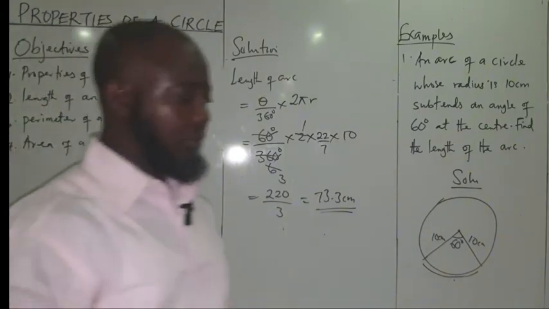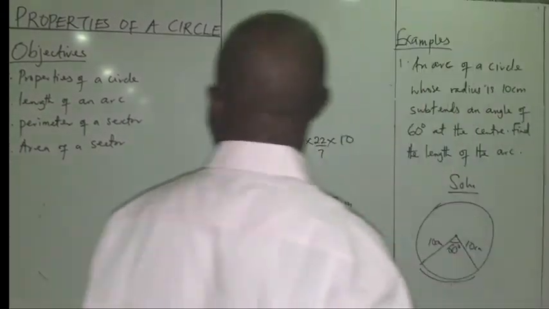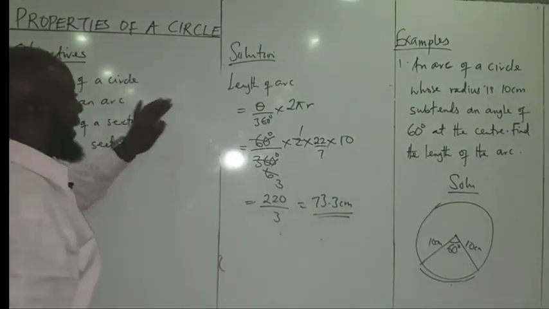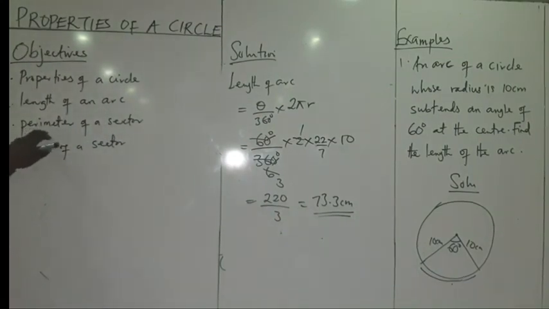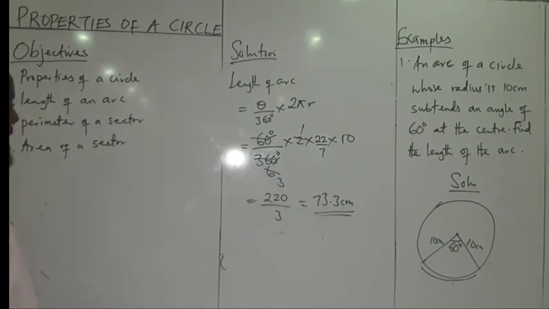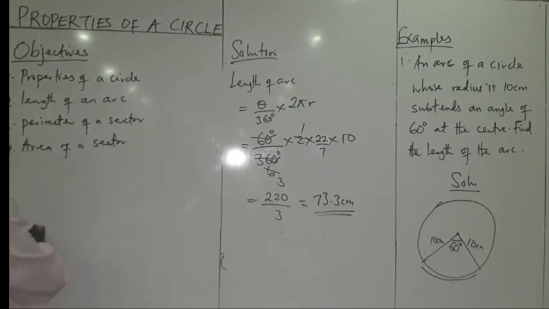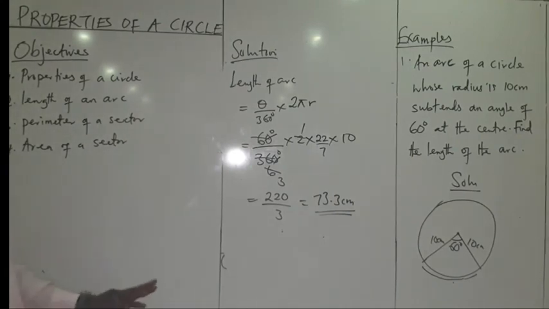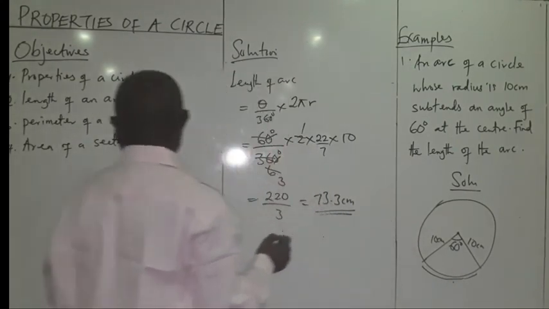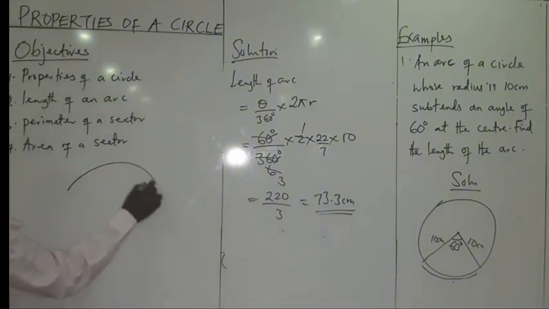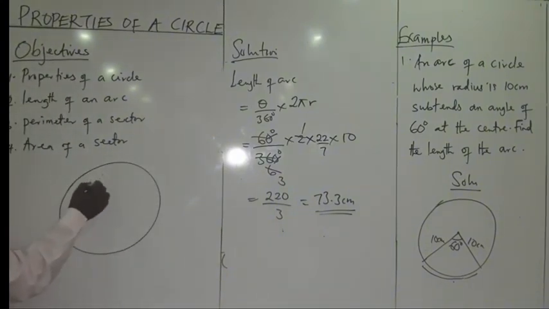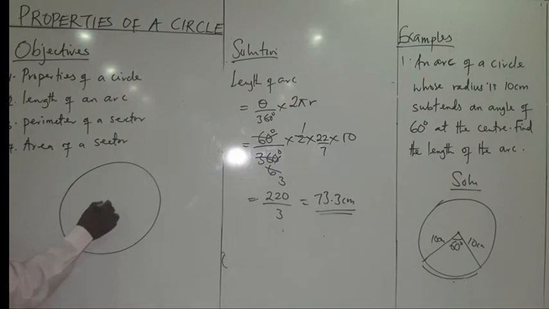You can see it's very simple and straightforward. So that is that on length of an arc. Now let's go into perimeter of a sector. Perimeter of a sector. So we have known what a sector is. This is a sector. We have a sector here. So we want to get the perimeter.